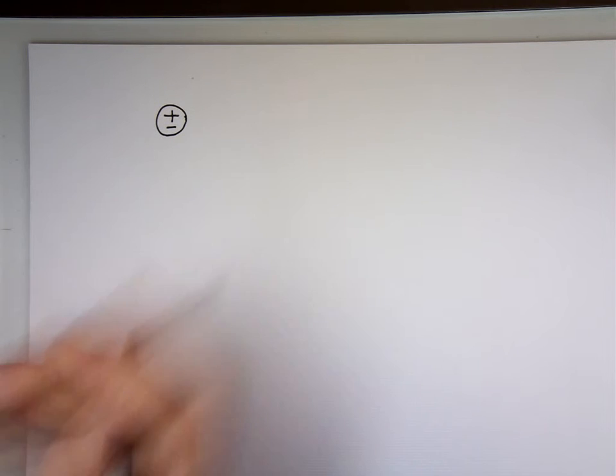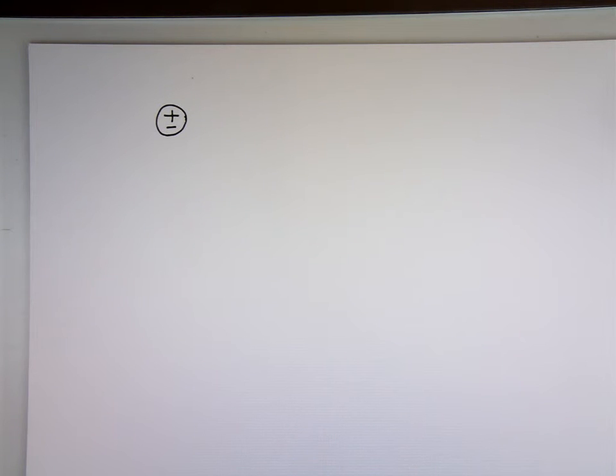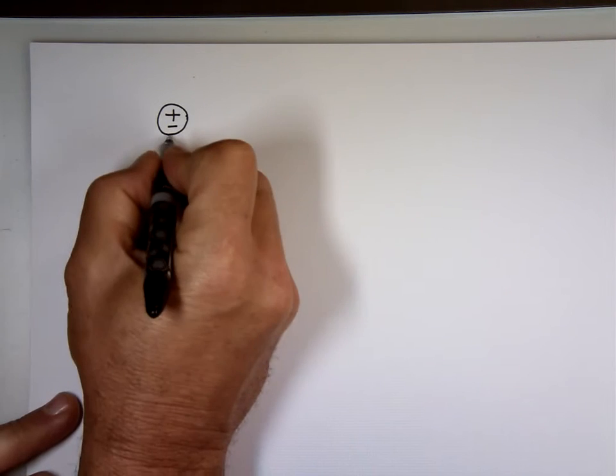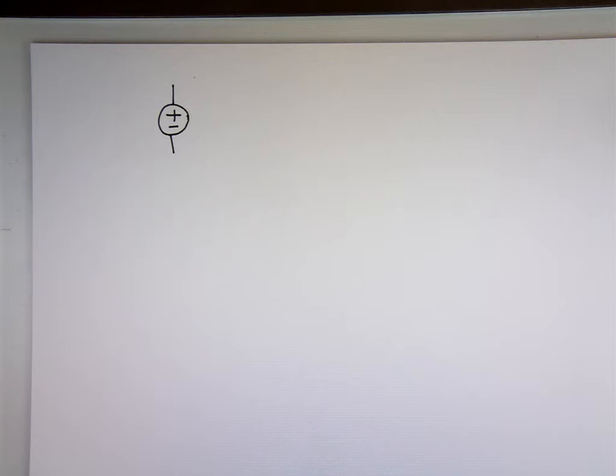By the way, there's another way of drawing a voltage source. That's a voltage source. That's sometimes the two lines or something like this. So that's another way to draw a voltage source.